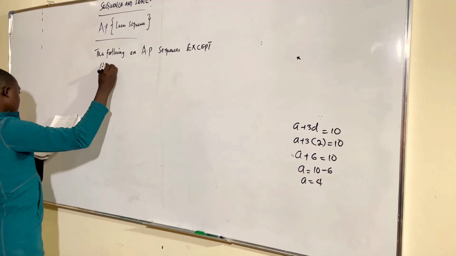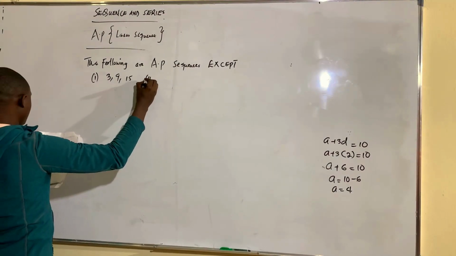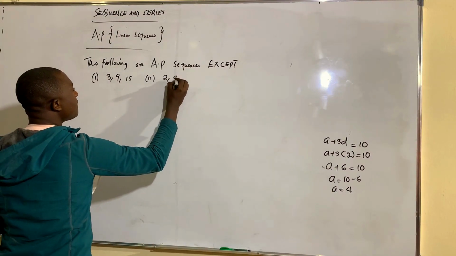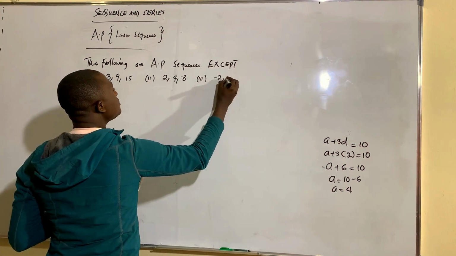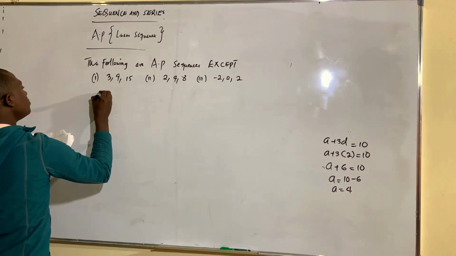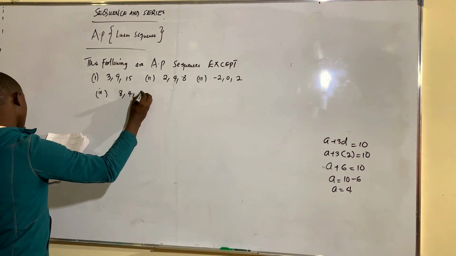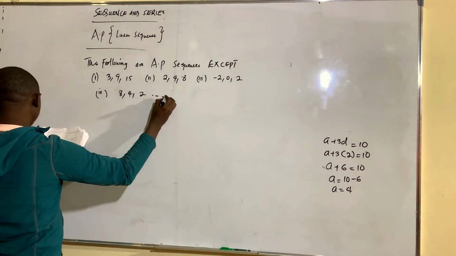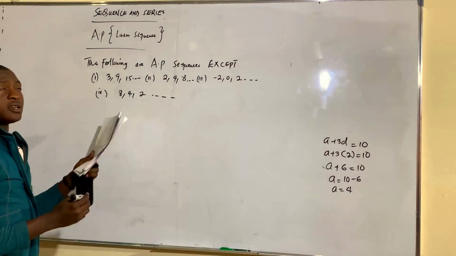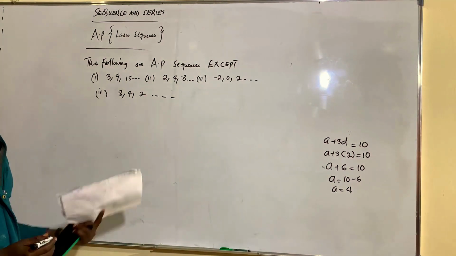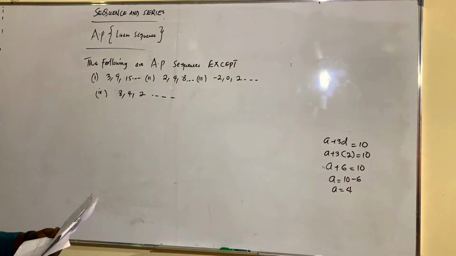Roman 1, we have 3, 9, 15. Roman 2, 2, 4, 8. Roman 3, minus 2, 0, 2. Roman 4, 8, 4, and 2. So we are asked to check which one is not an AP. They said the following are AP, except, so we should check which one out of all these is not an AP. Let's take a look at the first one.